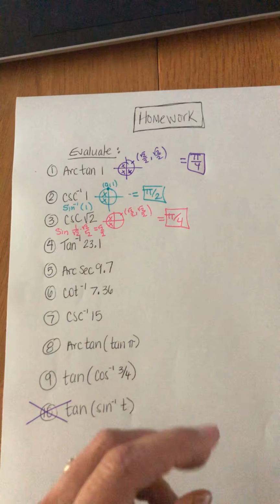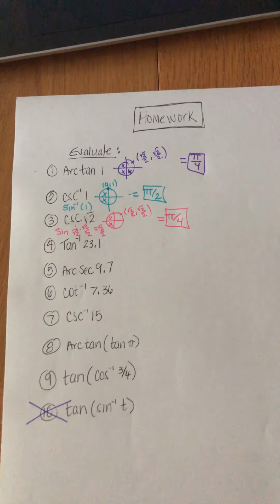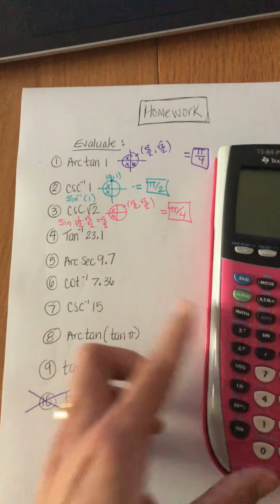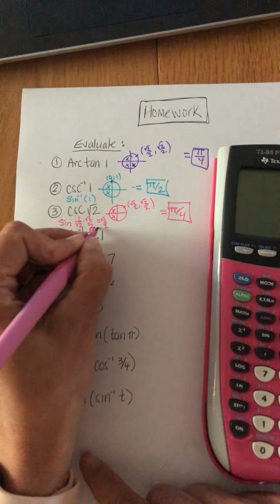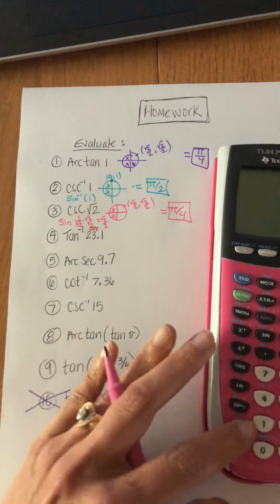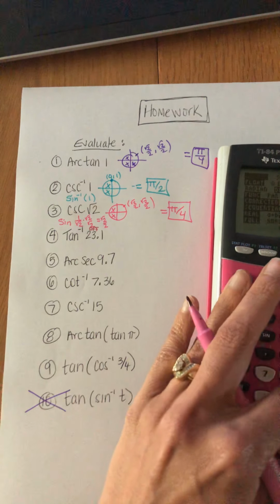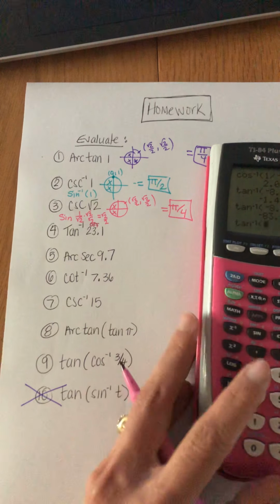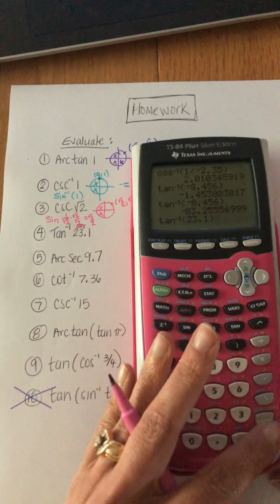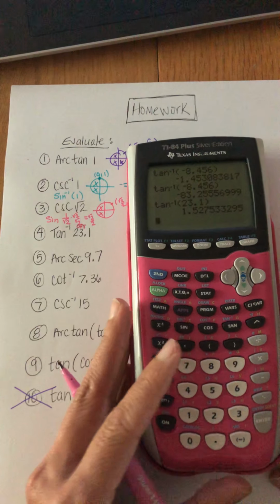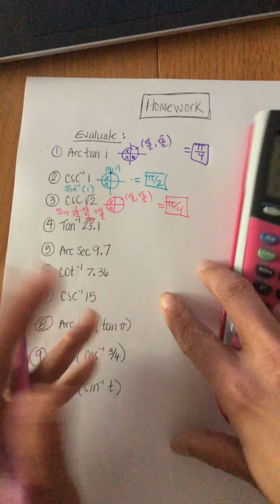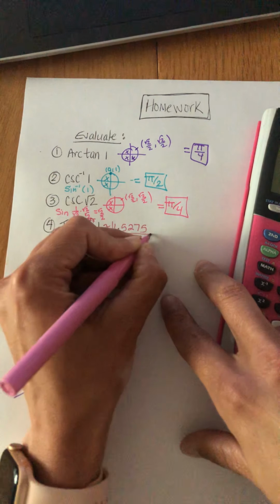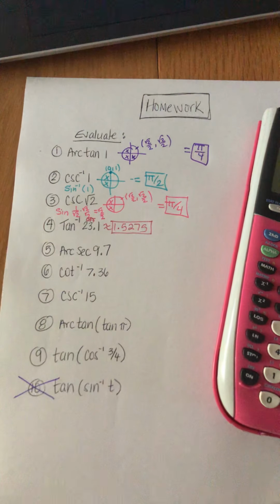Okay. Tangent inverse of 23.1. 23.1 is not on our unit circle. And I need to be in radians also, so this is off the circle. I think I changed it to degrees last I checked. Yeah, so I need to make sure that we're in radians. And so tangent inverse of 23.1 is 1.5275. Now, I didn't tell you how to round these, so if you rounded it to 1.5, no big deal.